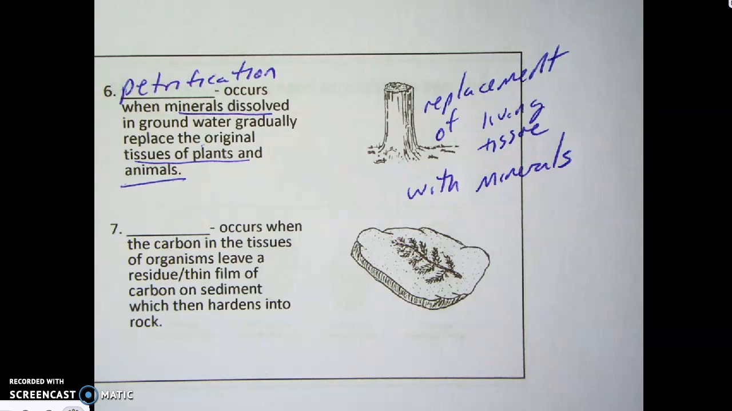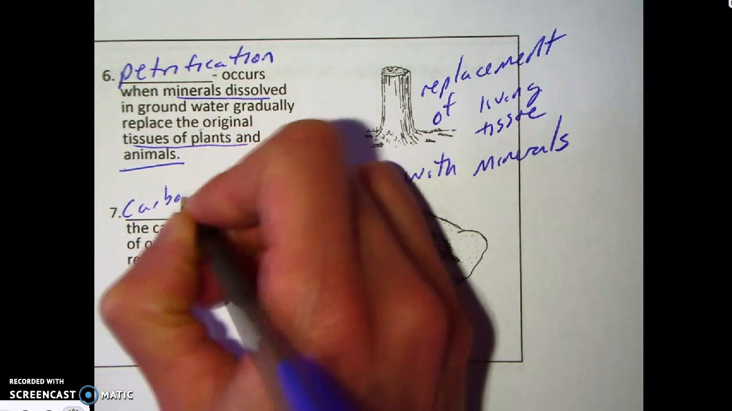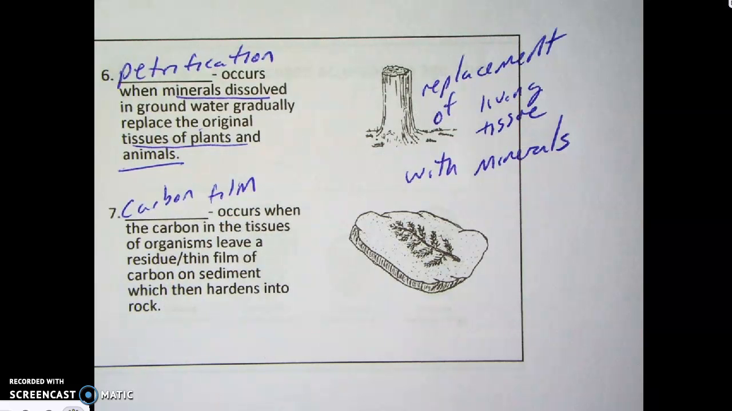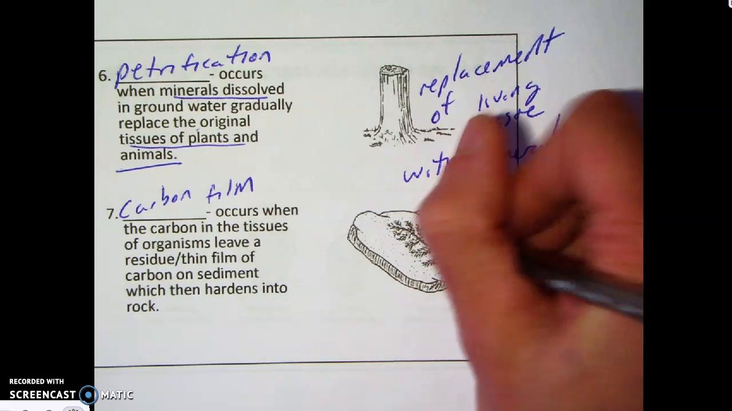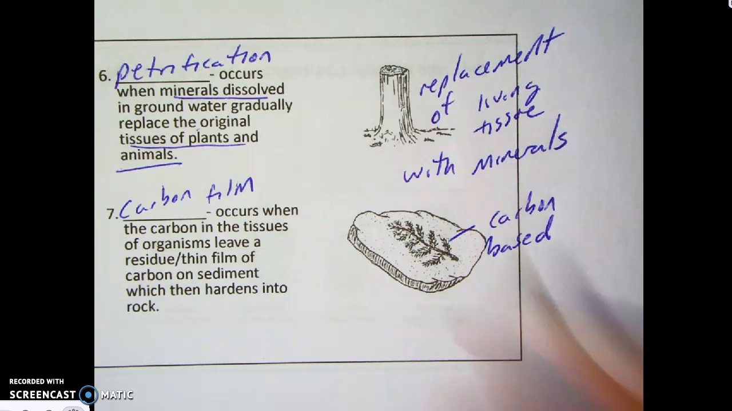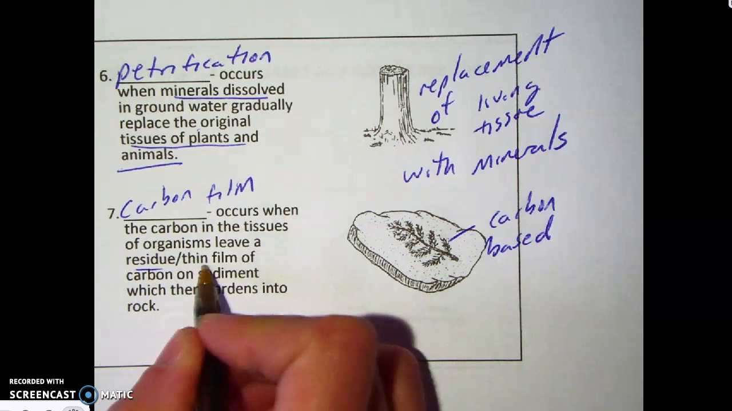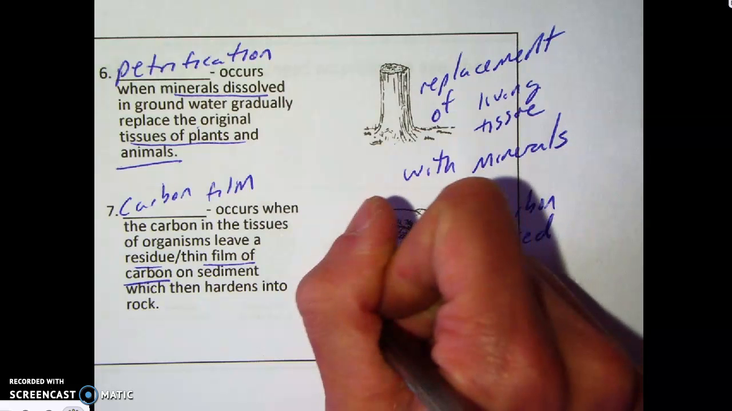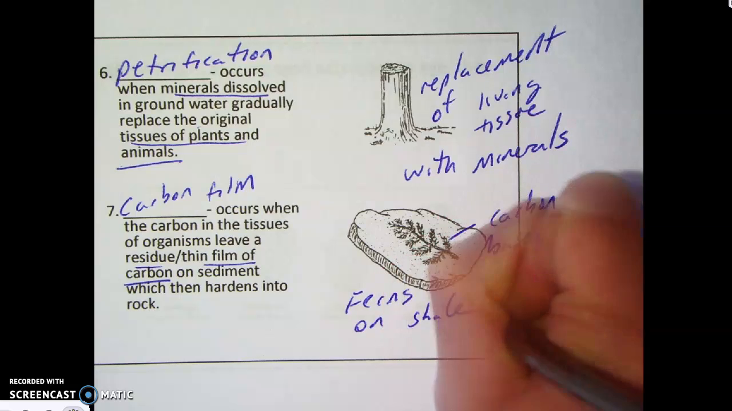There's another form of preservation called carbonaceous film, or carbon film. This usually happens with plants, especially fossil ferns and things like that. All life is carbon-based, and when the organism dies, we have this residue or thin film of carbon that sometimes gets left behind. And again, we often see this with ferns on shale. I have a very nice example of that I'll show you in another video.